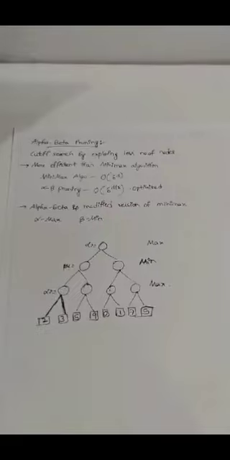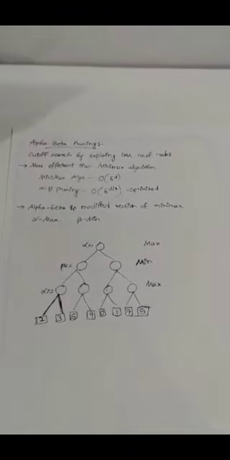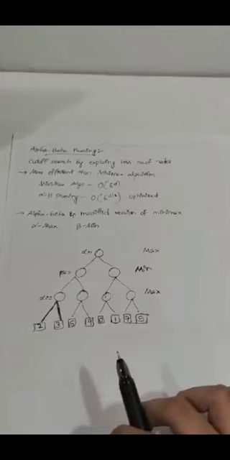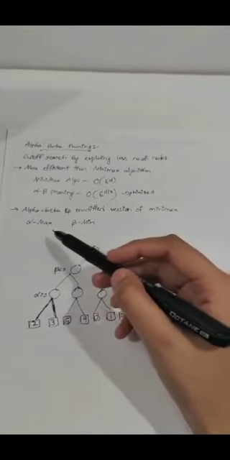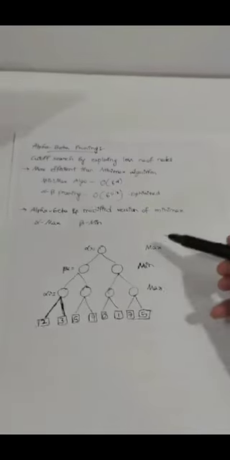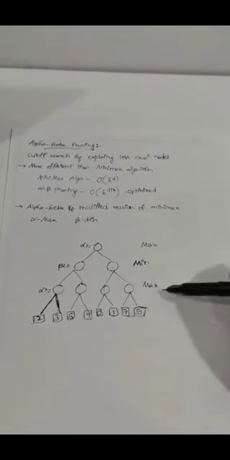Also, for the minimax algorithm, the time complexity is b power d. For alpha beta pruning, it is b power d by 2. So it is an optimized version. Here alpha is nothing but the max and beta is nothing but the min. So in the tree we have max first, then min, then max and min.